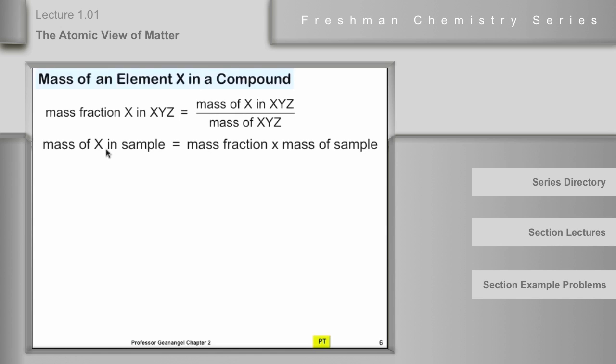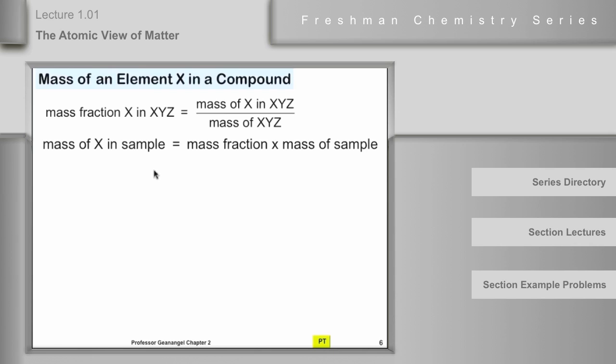If we wanted to find out how much X there was in some other sample of XYZ, we would take the mass fraction that we calculated up here and multiply it by the mass of the new sample. Okay, because the mass fraction applies to both samples, all samples. Mass fraction applies to every sample of that compound. So if we wish to determine how much gold there was in a sample of gold ore that was a pure compound, we could do it by determining the mass fraction of gold and the total sample mass of the gold ore.